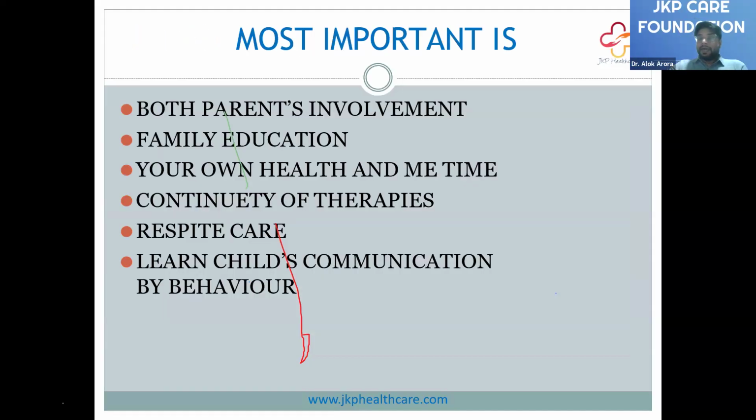Most important is both parents involved. If both the parents are living together and taking care of the child, then both the parents should be involved with the child. Family education, we have already discussed. Your own health and me time. Your own health as a parent, as a mother, as a father, is also very important.